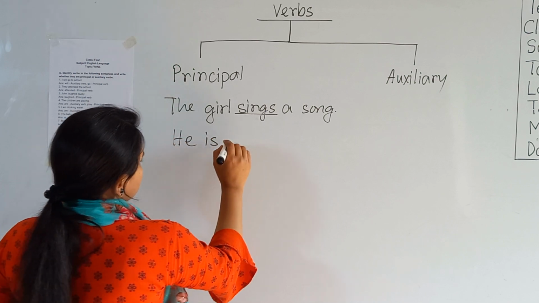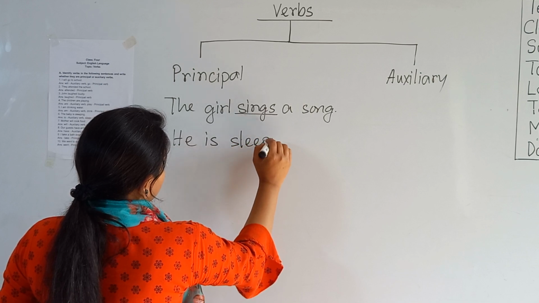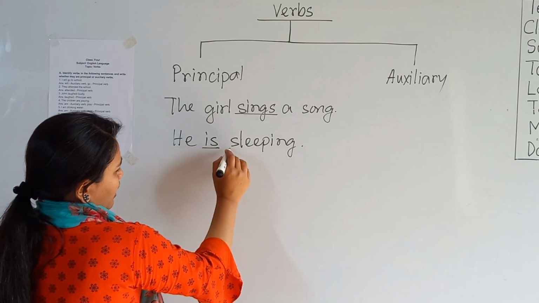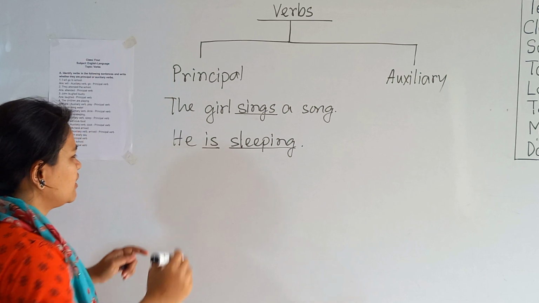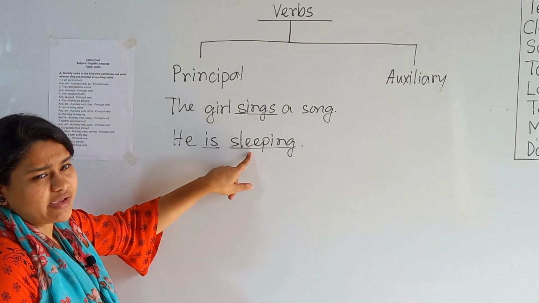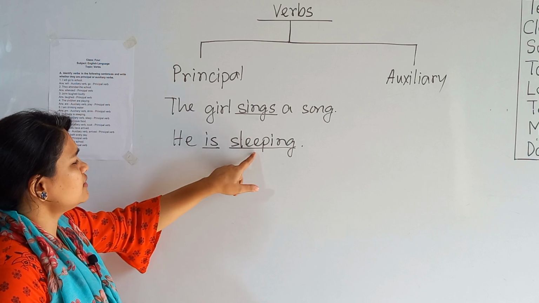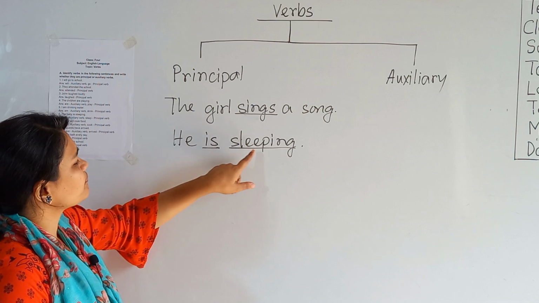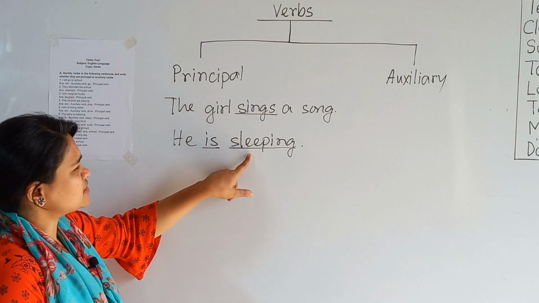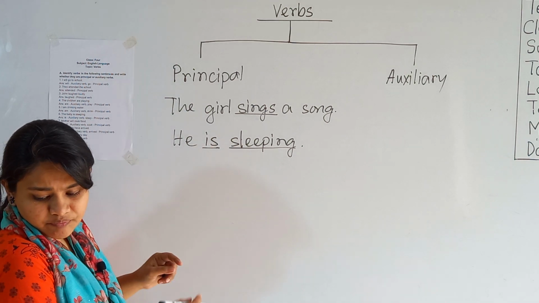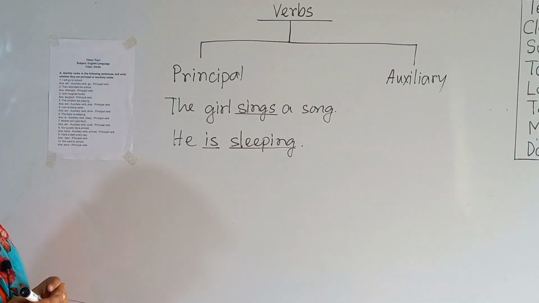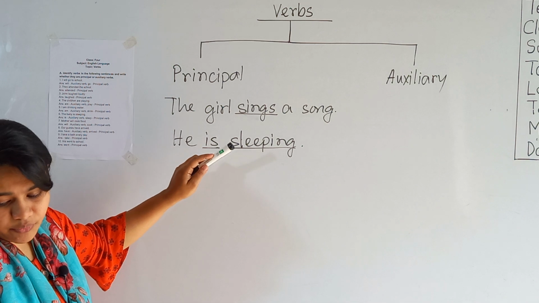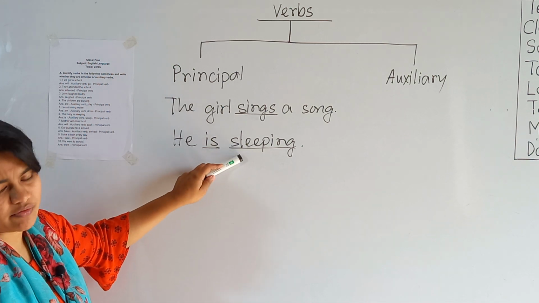He is sleeping. Now look, is is the helping verb or auxiliary verb, and sleep is the main verb. This verb has its own meaning and it sits with an auxiliary verb, that means it takes the help of this auxiliary verb. So here the verb sleep is the principal verb. Now we can say that the verb which has a meaning of its own and can be used as the only verb in a sentence or with a helping verb is called a principal verb, right?